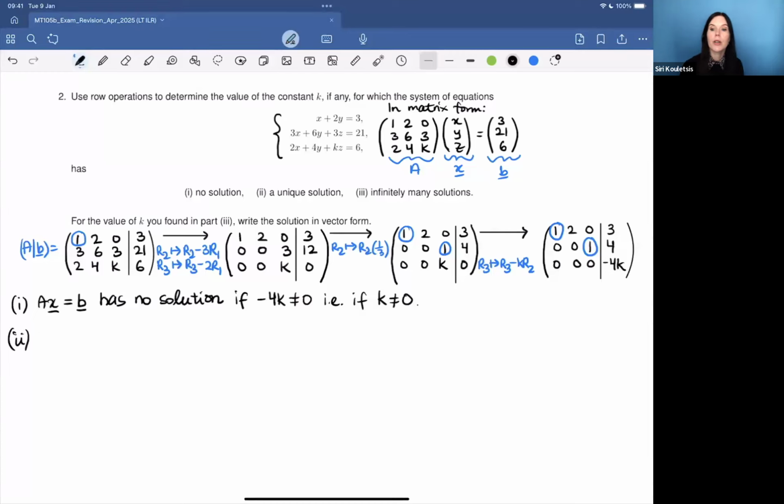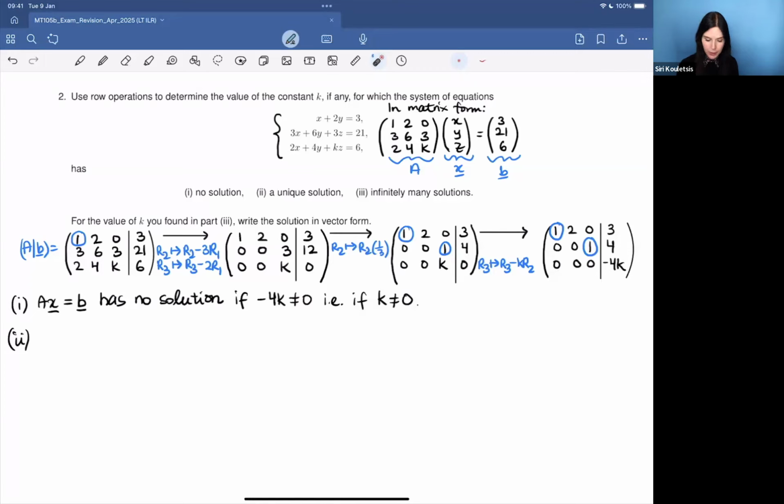Now, is it possible then for this system to have a unique solution? So the point gives us a single value of x, y, and z, so that the solution set would be a point in R3. So have a look again at our row-reduced augmented matrix and think about whether a unique solution is possible for some value of k. And the answer is that there is no such value of k.